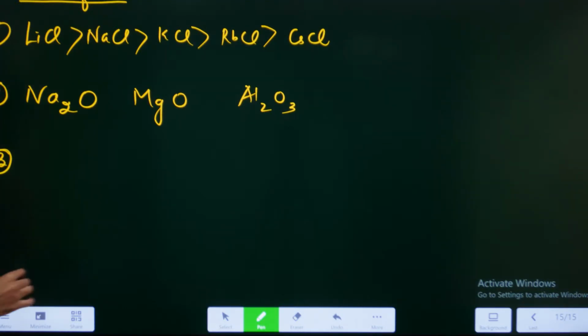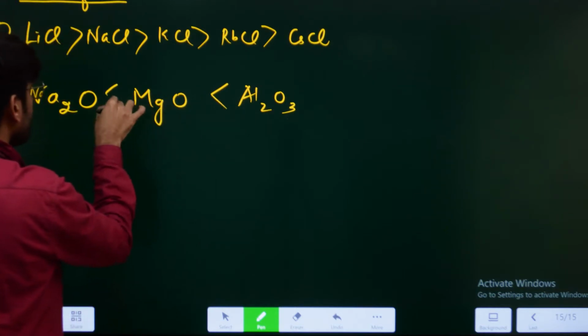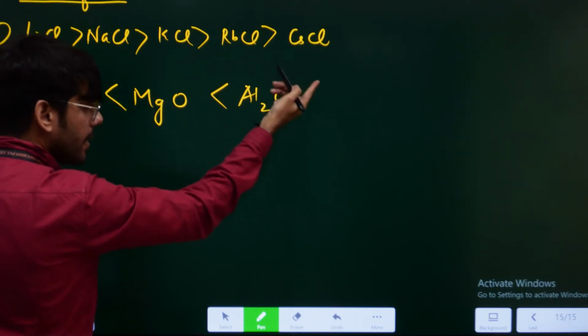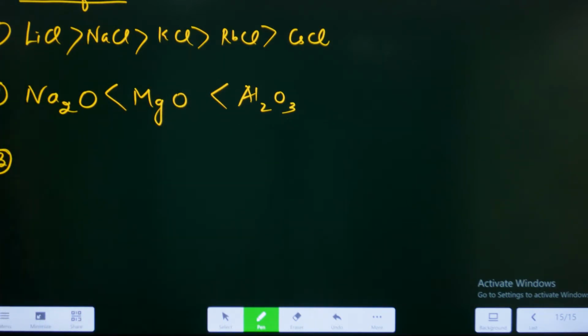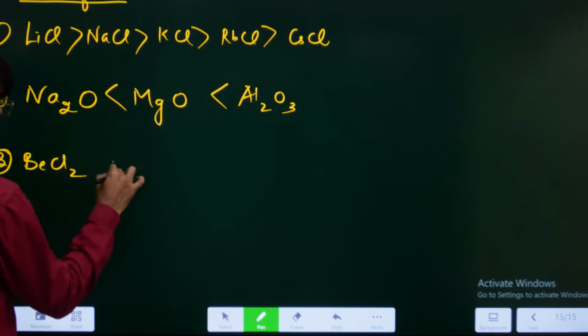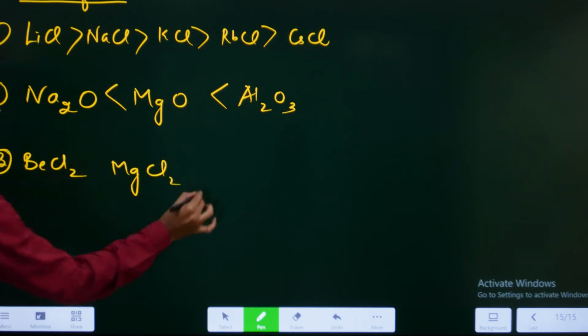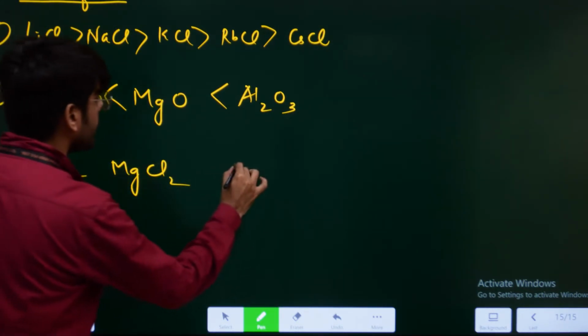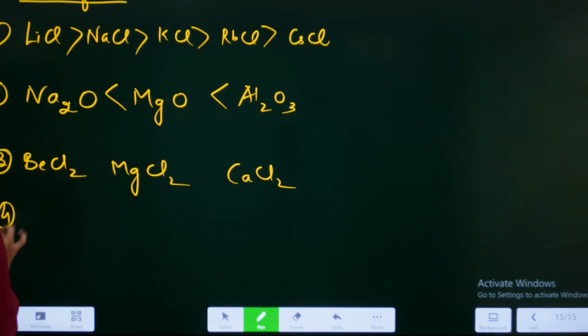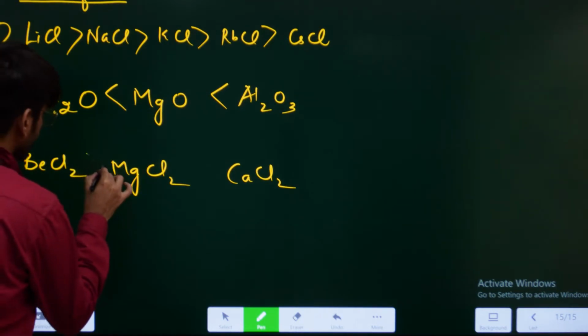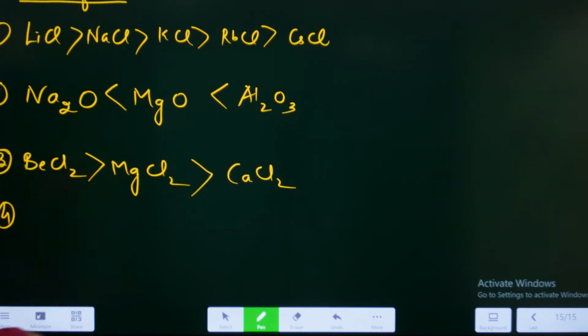Na2O. Oxide is common. We have Al3+. So obviously Al2O3 is having the maximum covalent character. Yes or no? Tell me about this. Beryllium chloride is having the maximum, then magnesium, then calcium.